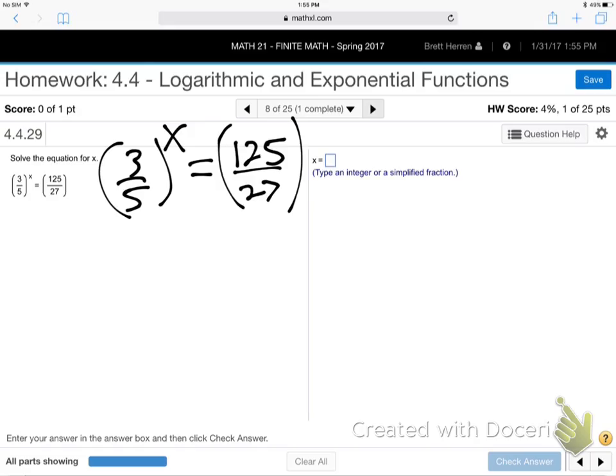-3, because the negative will flip it, and the third power is what makes 5 to 125, and the 3 to the third is 27. If you know those rules well from altitude, the answer is obviously -3. That's okay. If you're not sure of that, just do natural log of both sides. You'll get there. It'll be -3.